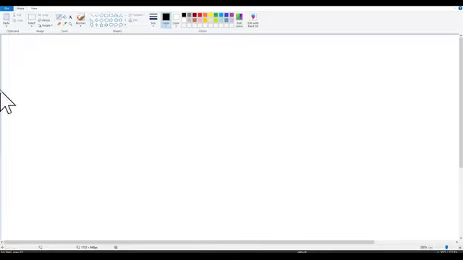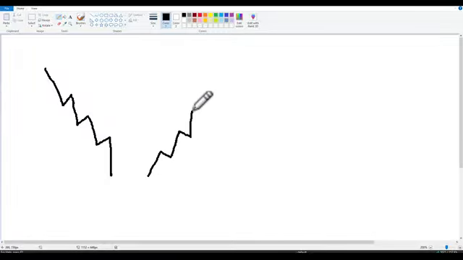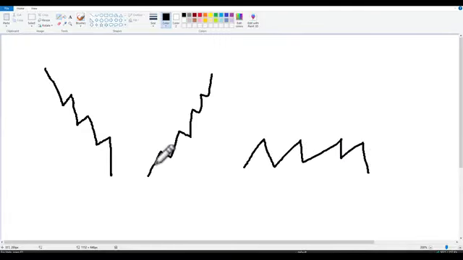Okay, so guys, remember the market has three behaviors that it shows us. You have instances where the market is trending down like this. And then you have instances where the market is trending up like that. And then you have instances where the market is moving sideways, right?